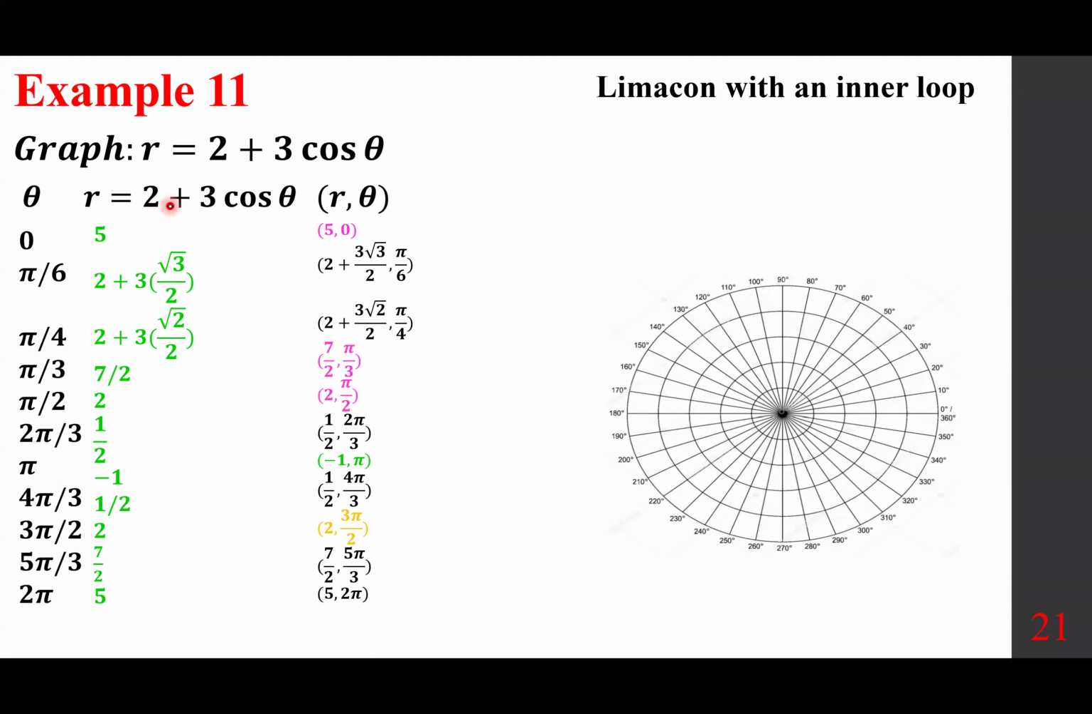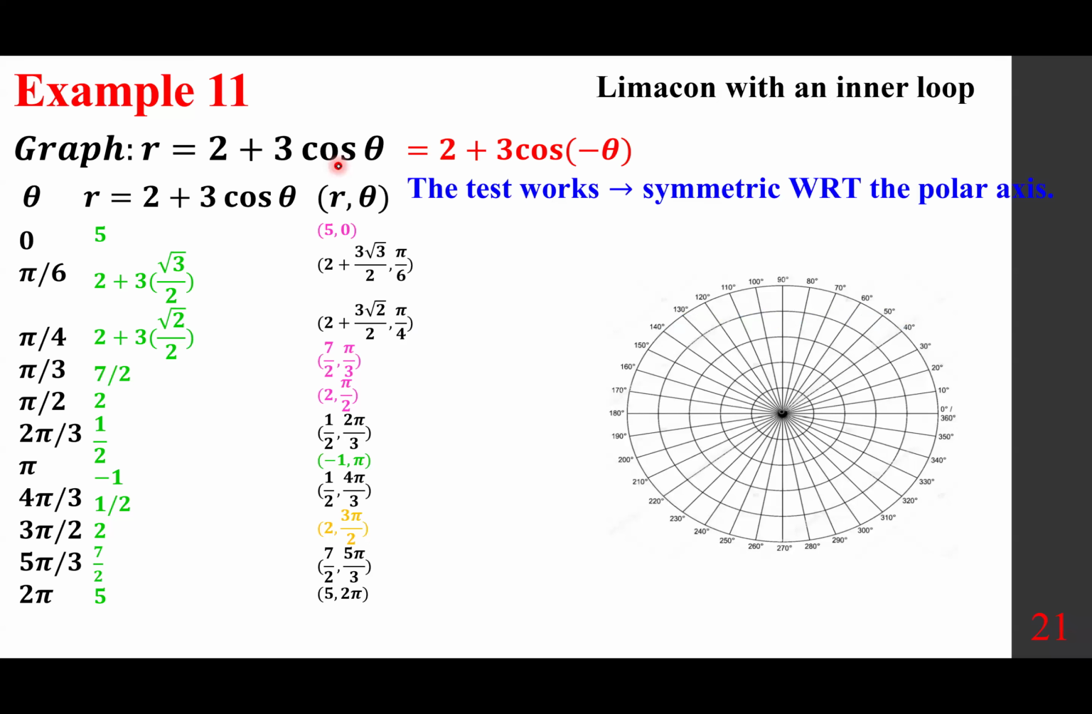Also, quickly, we are going to do the symmetry test. If I replace theta with minus theta, it makes no difference because it's cosine, right? So that makes it symmetric with respect to the polar axis. If you have half of it, the other half works too, okay?